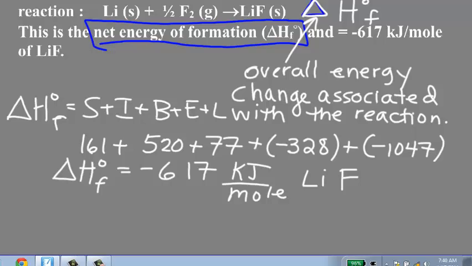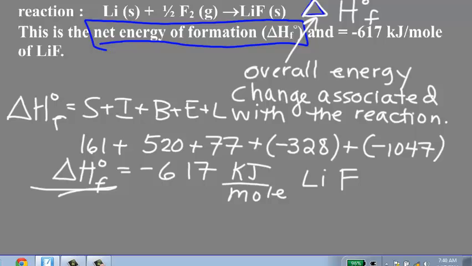All right, let's do another one. I know it seems easy enough, right? You just add them together. The only trick they might do with this is they might give you the overall energy change associated with this process and then ask you for one of the other values, right? They'll just move the unknown.